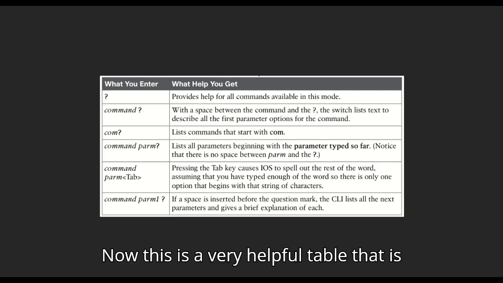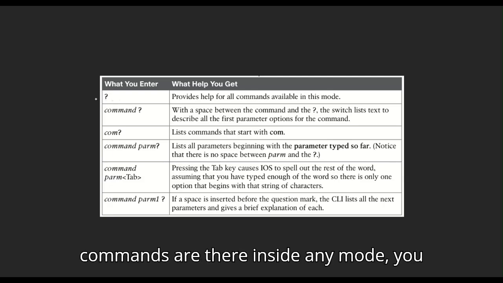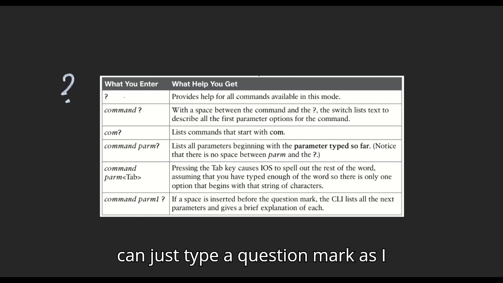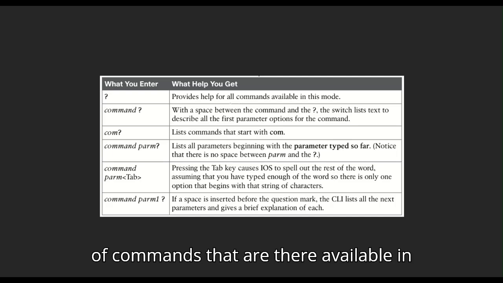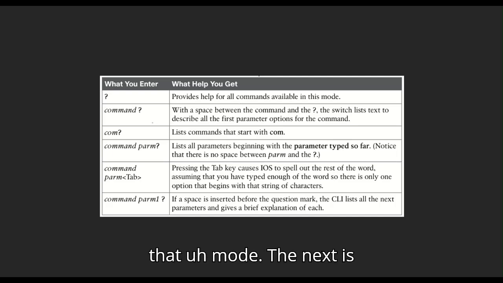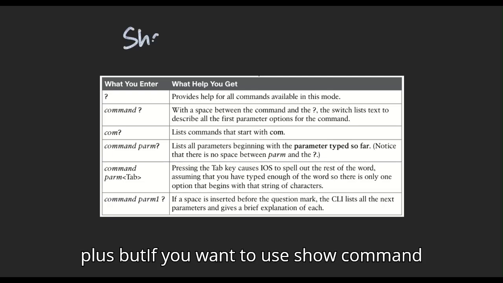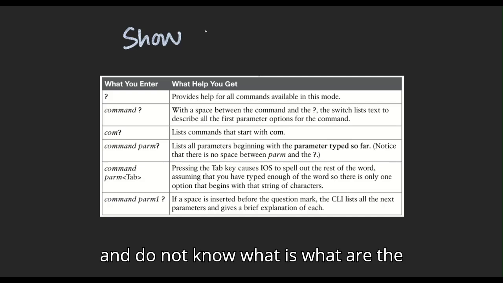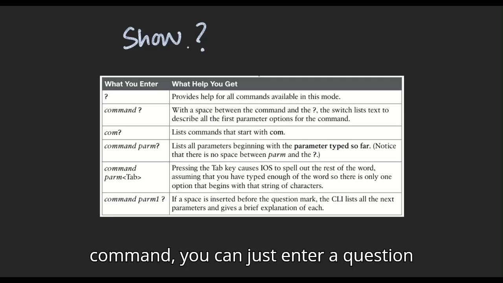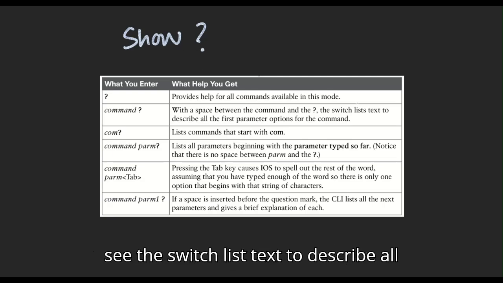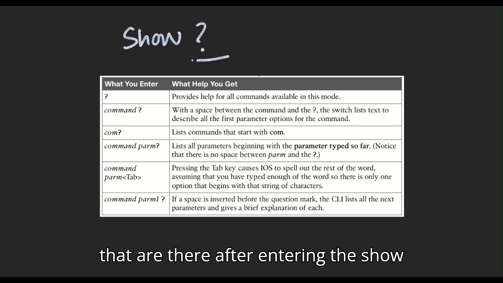Now this is a very helpful table that is available. If you do not know what commands are there inside any mode, you can just type a question mark, as I demonstrated using Shift plus the question mark key. You'll see the list of commands available in that mode. The next is command plus question mark. There is no plus, but if you want to use the show command and do not know what parameters come after it, you can enter a question mark after giving a space, and you will see the switch list text to describe all the first parameter options for the command.